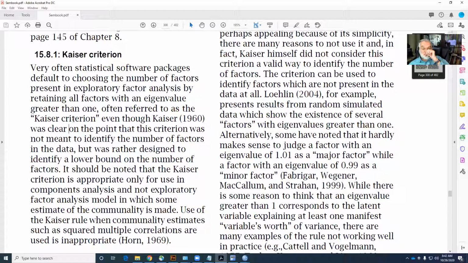And this was, back in the day, a reasonable default for a computer programmer to say, because what other number are you going to use? But even Kaiser back in 1960 said, this criterion is not going to tell you exactly how many factors are there. It'll tell you maybe what a lower bound is. And he also says that it's only appropriate if you've got components analysis. That is, you have ones on the diagonal of the model, and it's not appropriate if you're doing exploratory factor analysis.